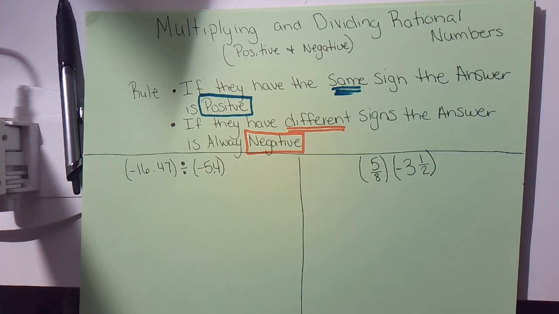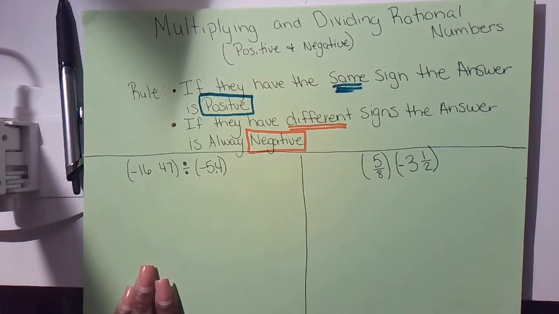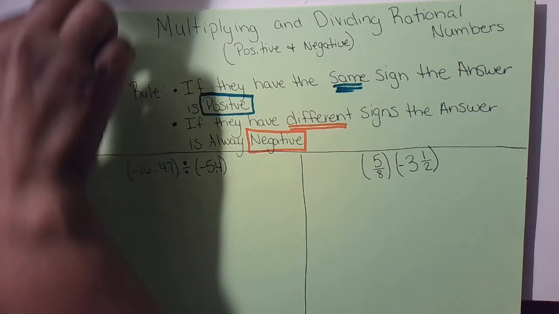Hi guys, it's Miss McCall, and today we're going to be multiplying and dividing rational numbers, both positive and negative. Alright, so the rule is if they have the same sign, the answer is going to be positive. If they have different signs, the answer is going to be negative. Alright, so as you're remembering these rules, we're going to go ahead and divide.